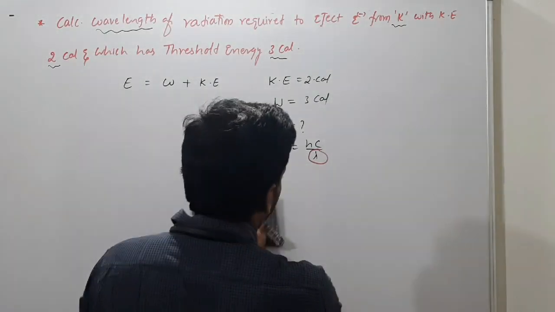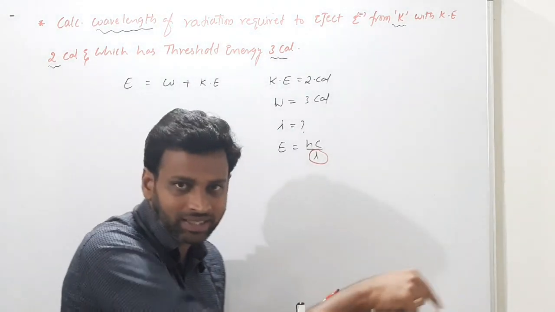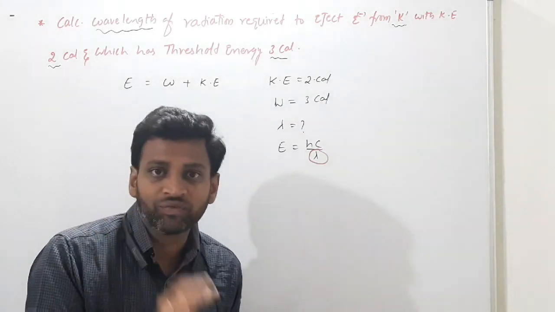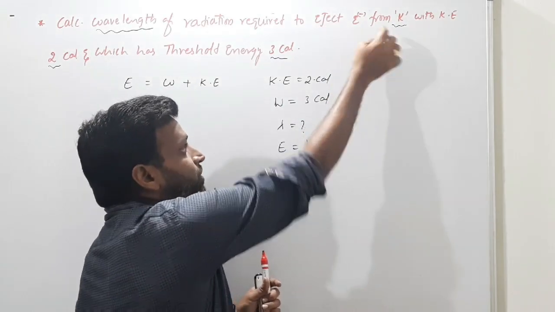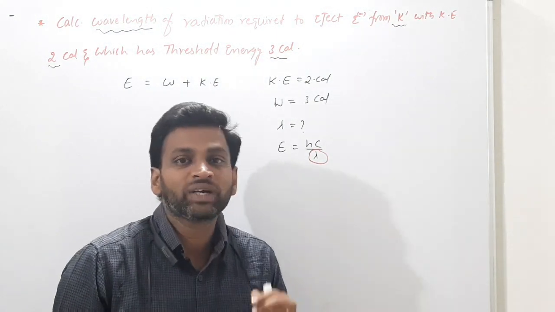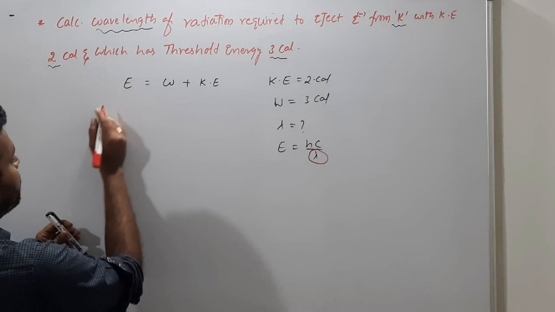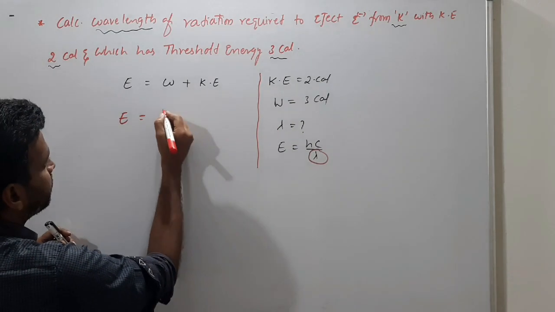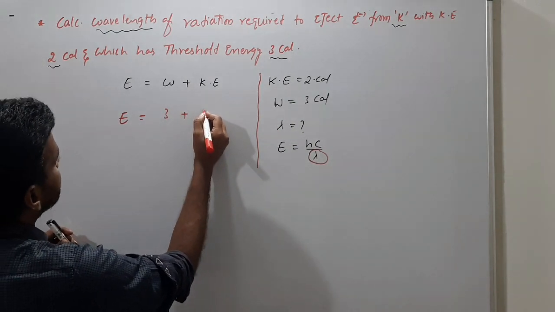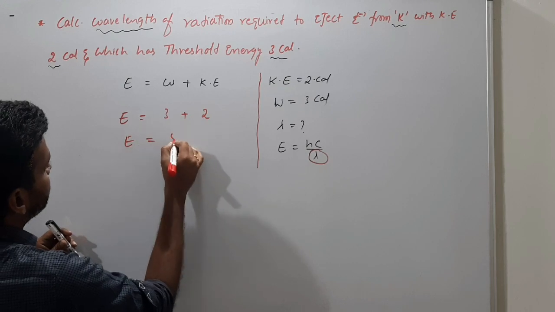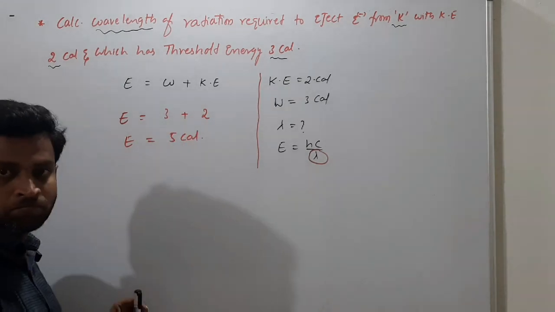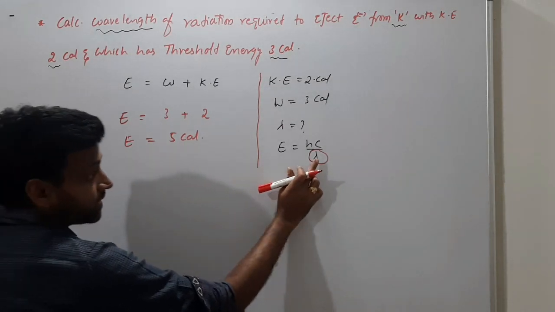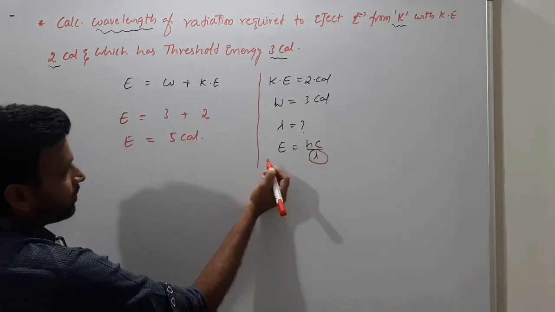But here energy is not being asked. The wavelength is required. You are sending a particular radiation to eject the electron, and that radiation has some wavelength, which you are sending through this potassium. That wavelength you have to calculate. So E you don't know. What is E? It's very simple: 3 calories plus 2 calories, so the energy is 5 calories. But here energy is not asked; they are asking lambda. To calculate lambda you must know the energy.